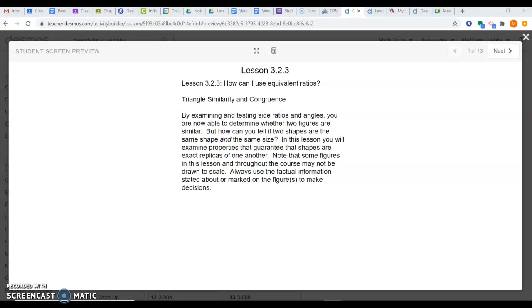All right, here is the short video guide for lesson 3.2.3, looking at how can I use equivalent ratios. More specifically in this lesson, we're going to be practicing with our triangle similarity, that is using angle-angle similarity and side-angle-side similarity, the two that we learned in lessons 3.2.1 and 3.2.2.